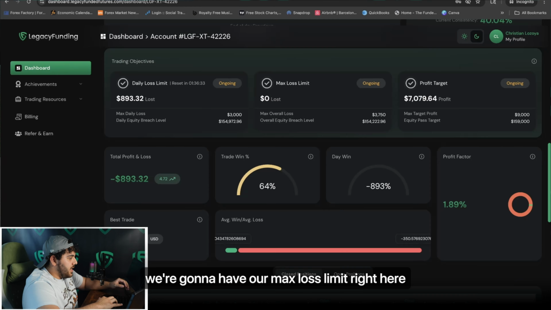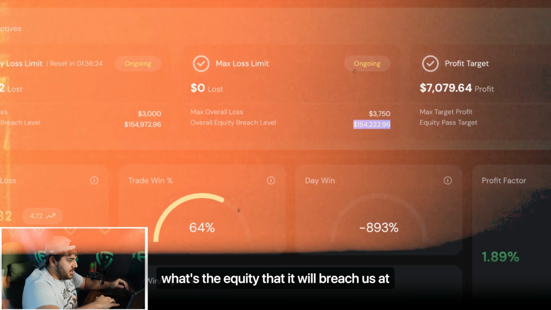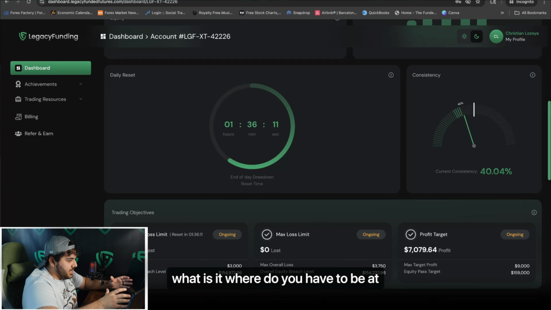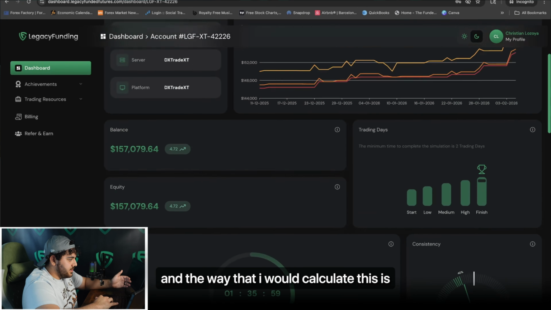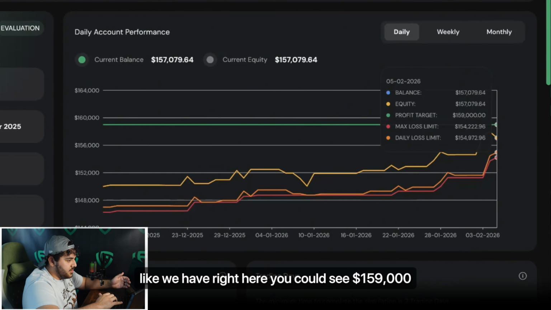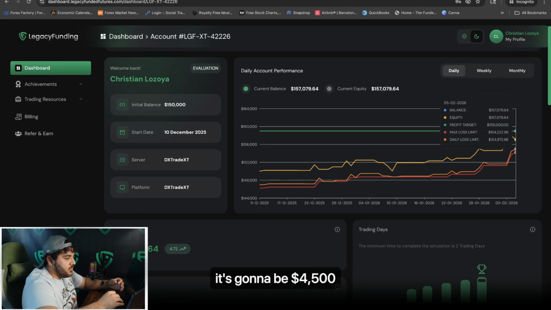Going down, we're going to have our max loss limit right here. It's going to show us how much we have left, what's the equity that it will breach us at. So I get a lot of questions about consistency rule. What is it? Where do you have to be at in terms of passing an account? So for all evals, all evaluations, we're going to have a 50% consistency rule. And the way that I would calculate this is if we have to make a 9k profit target, like we have right here, you can see 159,000. I'm 2,000 away from passing this account. If we have a 9k profit target, what's 50% of that? It's going to be 4,500.